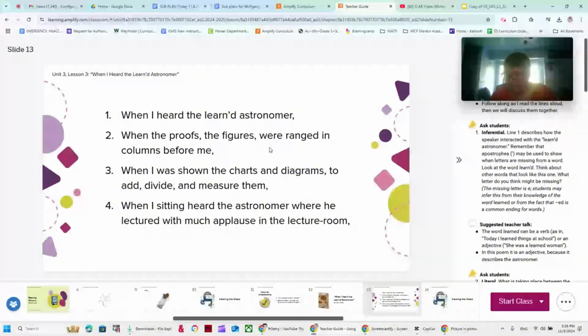And what word appears in the first line that's left out here? When I sitting heard the astronomer, when I heard the learned astronomer. So here we have learned, and here we just have astronomer. Okay, so why would the speaker leave out that word as he's pairing up the roles of the speaker and the astronomer? Also notice that the astronomer lectured based on what the poem's speaker is doing.